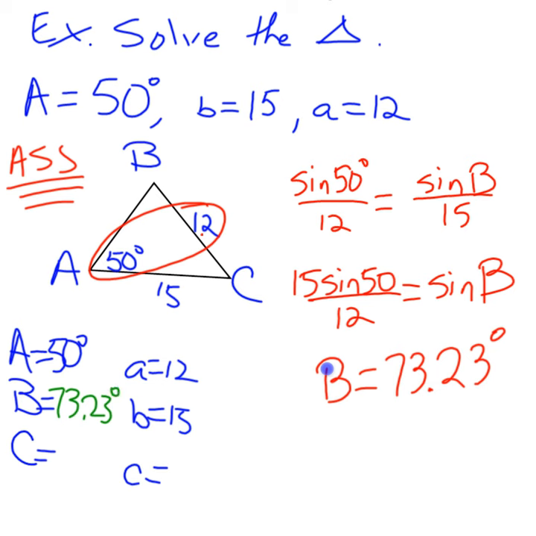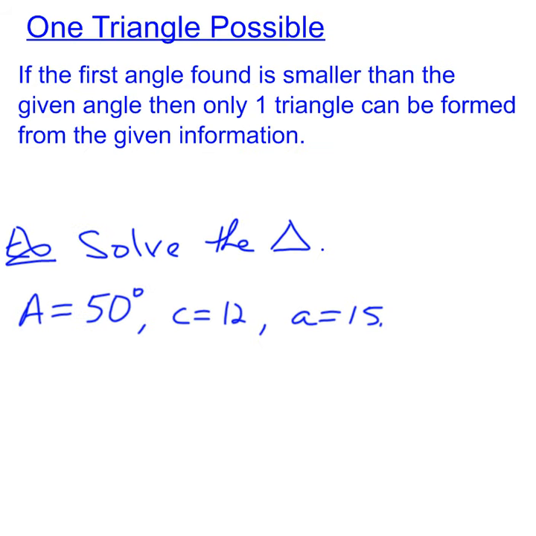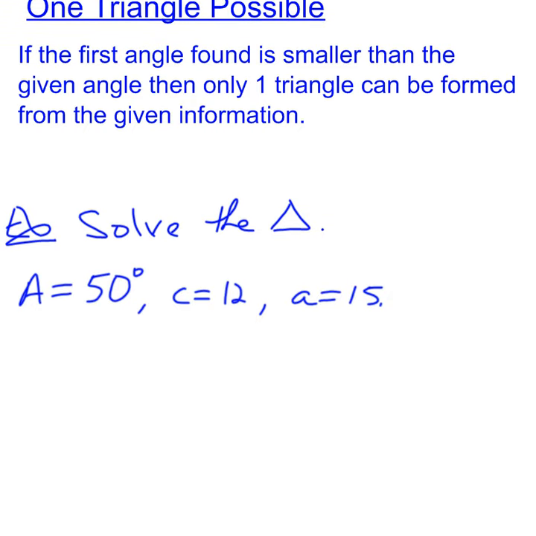But whoa, notice how that angle is bigger than the given angle of 50 degrees. So now that I found this angle B to be 73.23 degrees, I recognize from my rule that he's bigger than the given angle of 50 degrees. So I know that there's going to be a second triangle. Oh, what a pain. I got to do more work. I know that I'm going to have a second triangle possible.